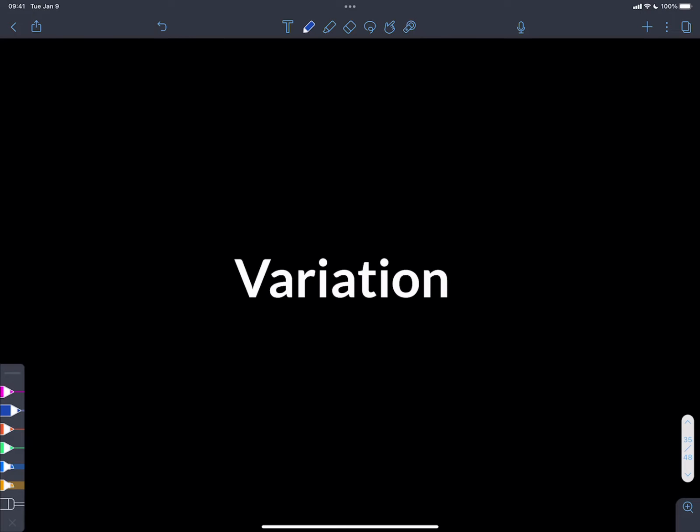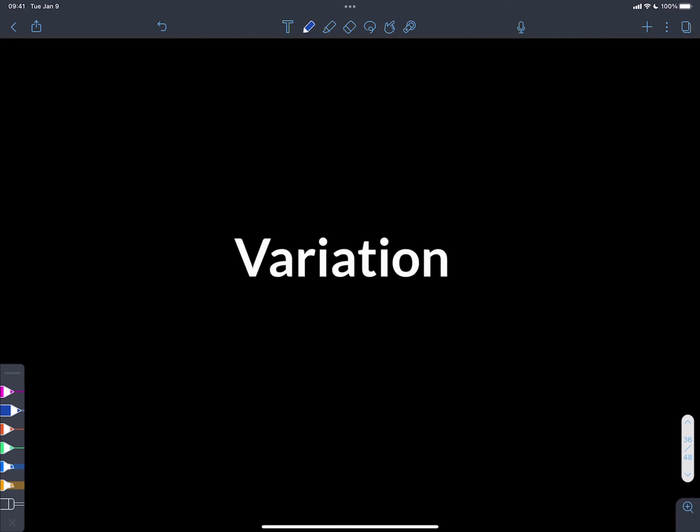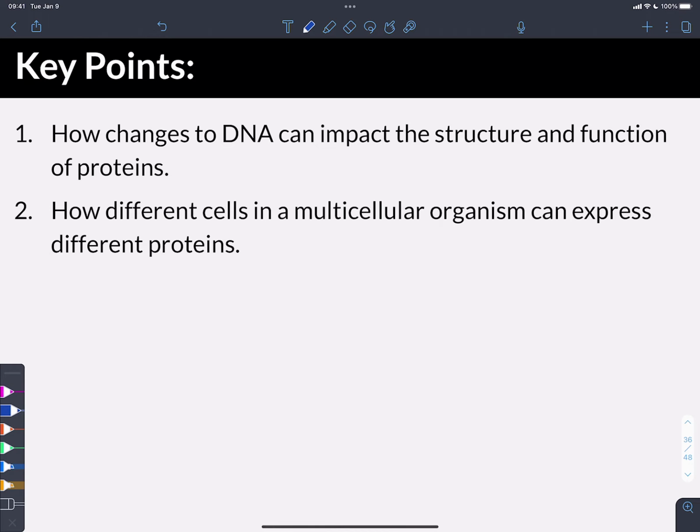As we wrap up this unit on DNA and gene expression, we're going to spend some time here in this last video looking at a couple of different sources of variation, or how we get differences in different genetic material. The key points in this video are going to look at how changes to DNA, what we would call mutations, are able to impact the structure and function of proteins. And then we'll look at how different cells in a multicellular organism can express different proteins, even though they all have the same genome. That's a process that we call differentiation.